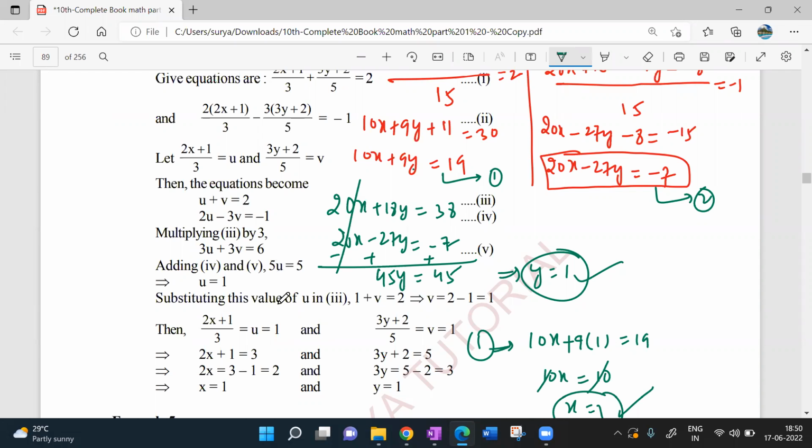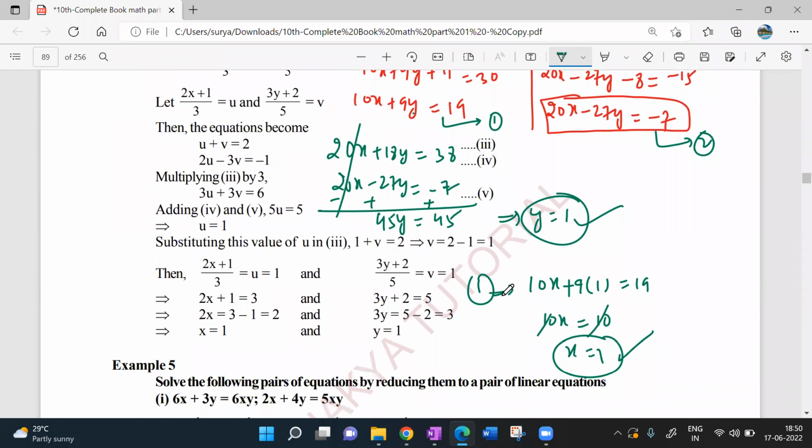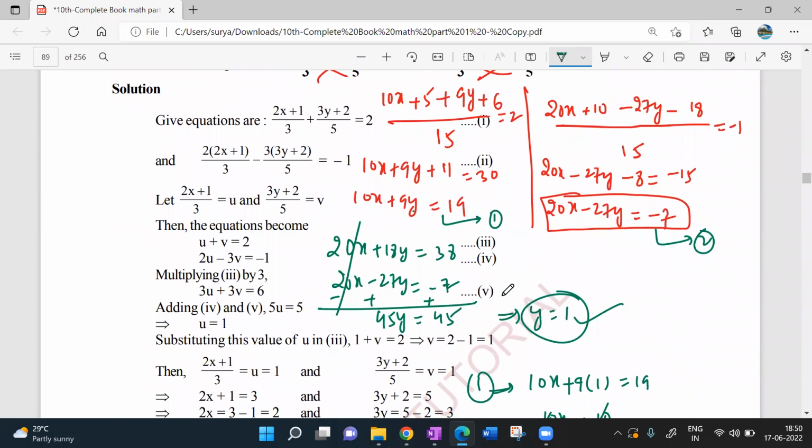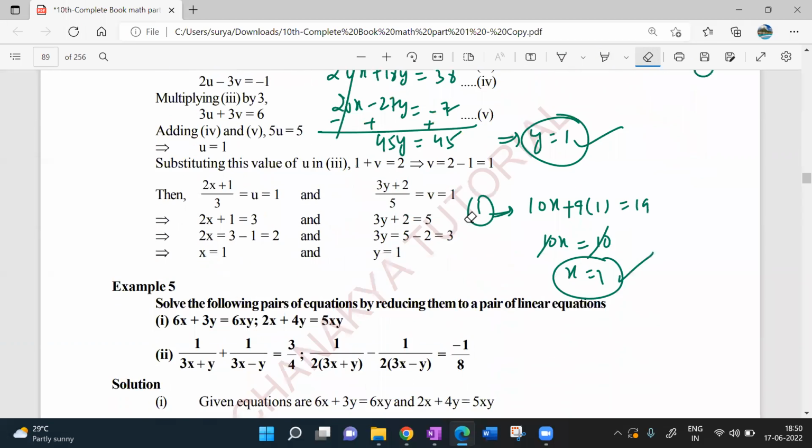Shall I go for the next question? Okay, again scroll up. I wrote directly these steps. Question two, sir. Any doubt, guys? No, sir. Very, very simple. Yes. Next question.